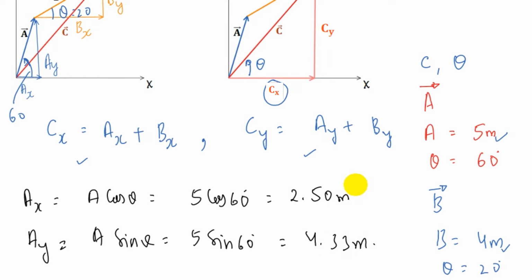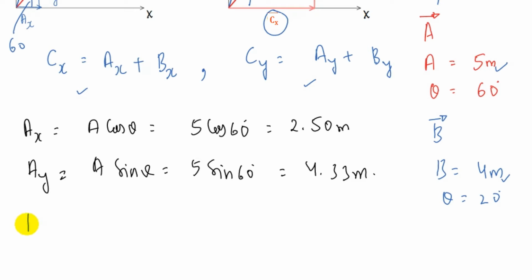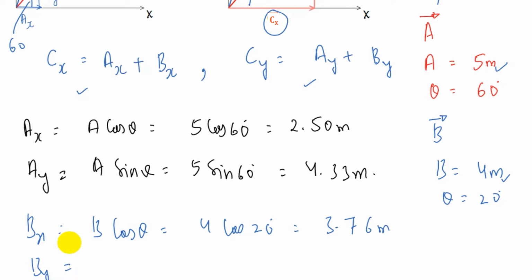Similarly, we can find the components for the vector B. So Bx would be B cosine theta. The magnitude of B is 4 and theta is 20 degrees, so this would be equal to 3.76 meter. And the y component By would be equal to B sine theta. So 4 times sine 20 degrees, that would be equal to 1.37 meter.